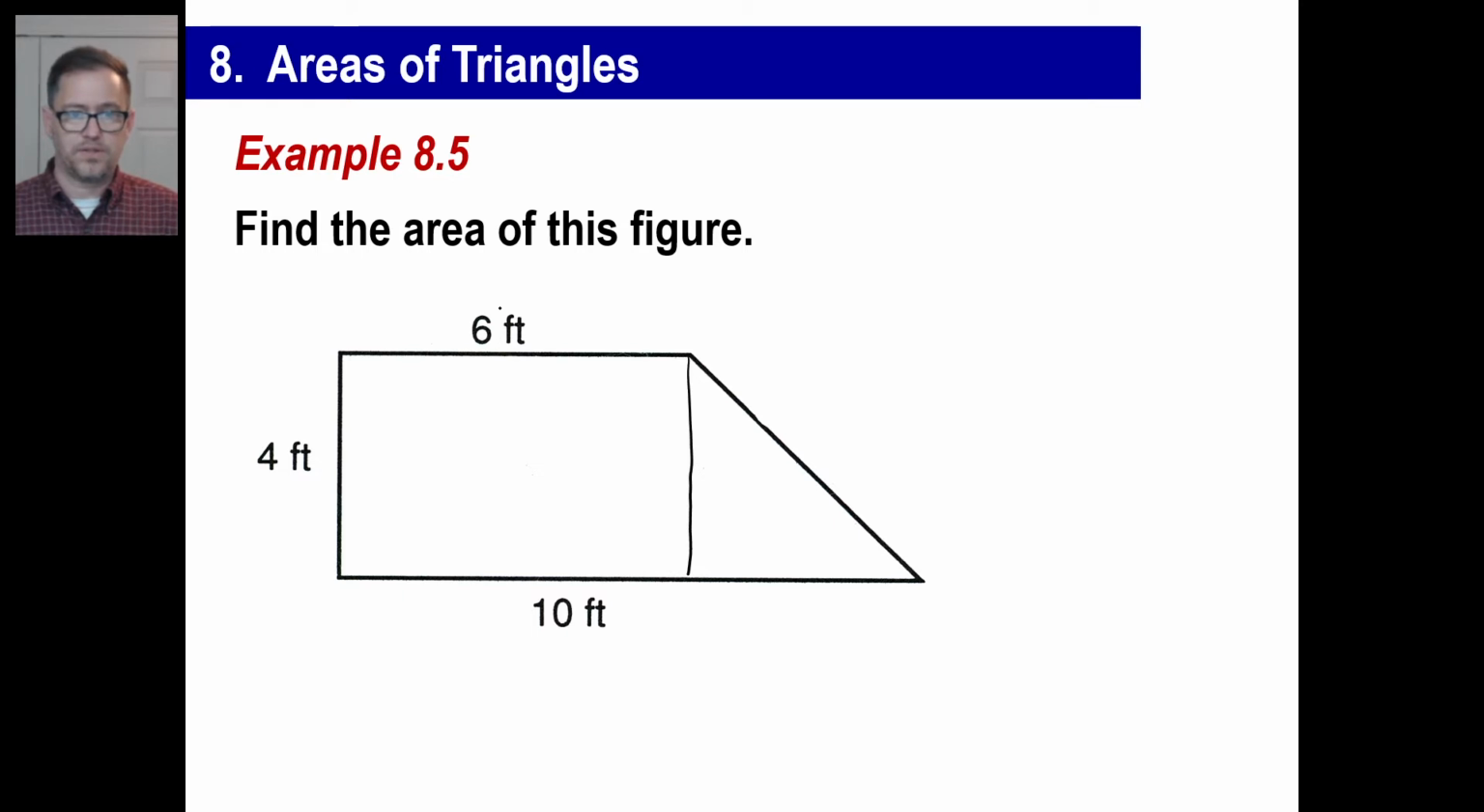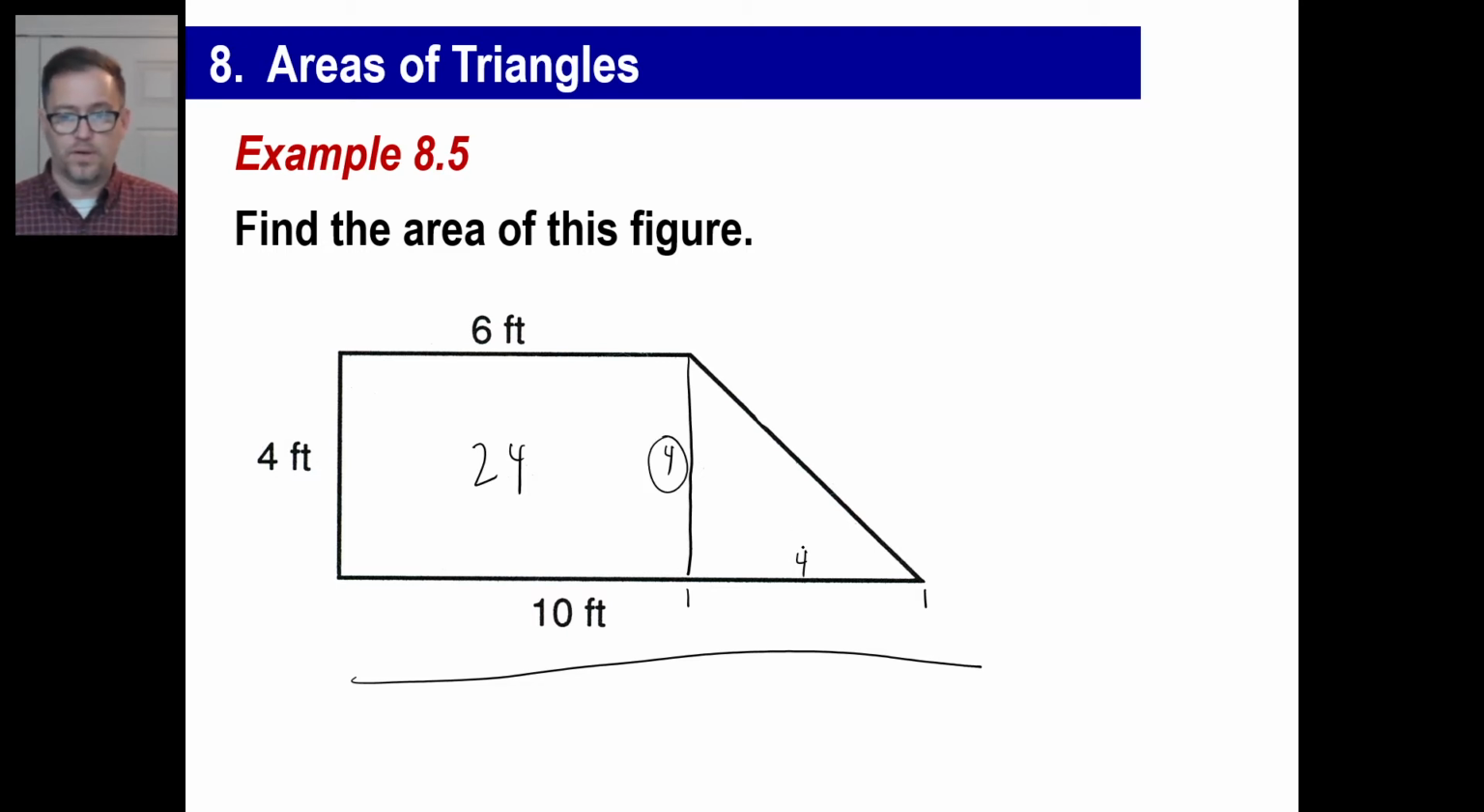We know that this is 6 by 4, so this part is 24 square feet, right? Okay, now the only question is, what's this triangle? We're going to need to find the base here, right, from there to there. Well, we know that this is 6 feet over here, and this entire thing is 10 feet, which means this base is going to have to be 4. The height of the triangle, we already know it matches this one, so this is also 4.